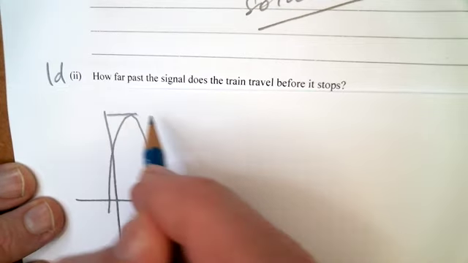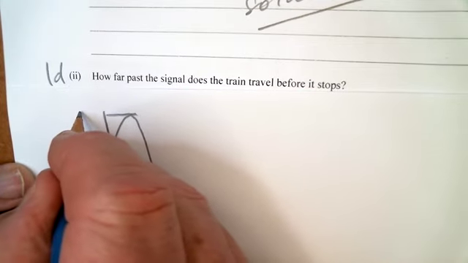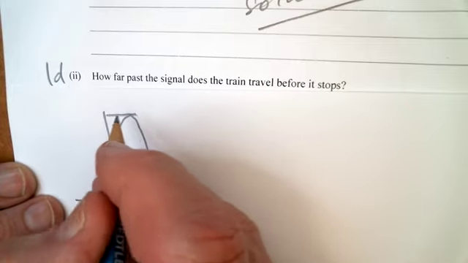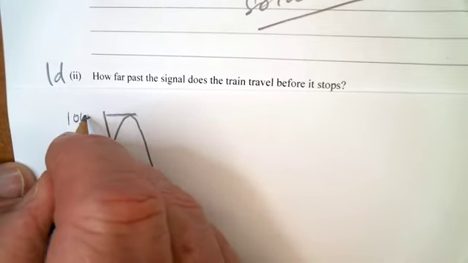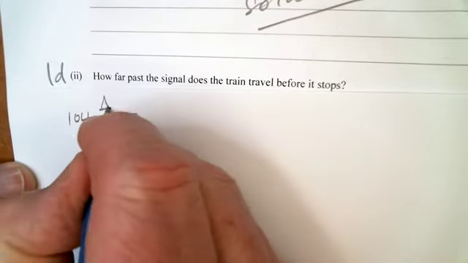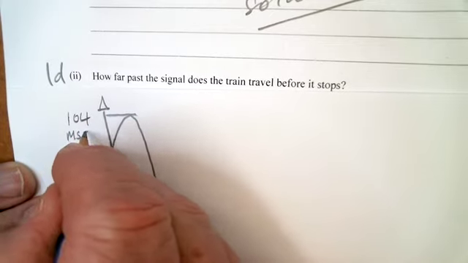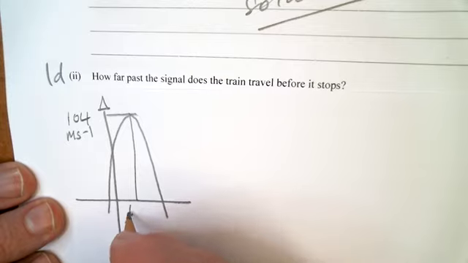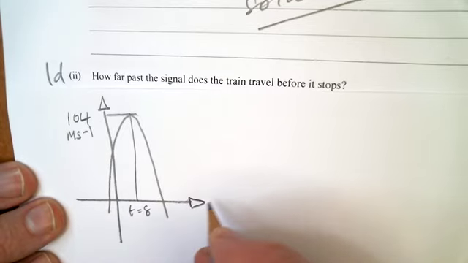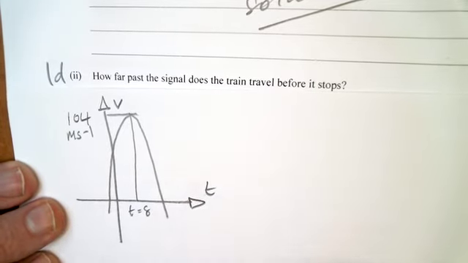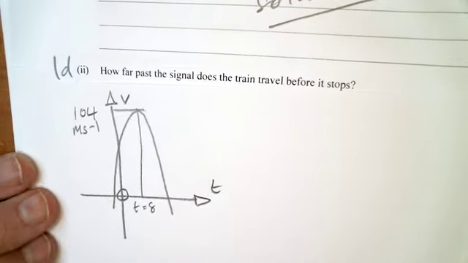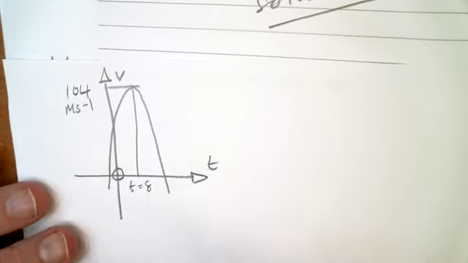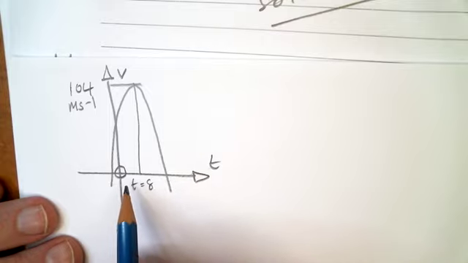At this point here is going to be, what was it, the maximum velocity, and we worked out what the maximum velocity was at 104, and that was in meters per second. And we said that this point here just happened to be t is equal to 8. This is t, this is equal to v, and so on. So something like that. And what we're wanting to find now is when this thing here is at 0.